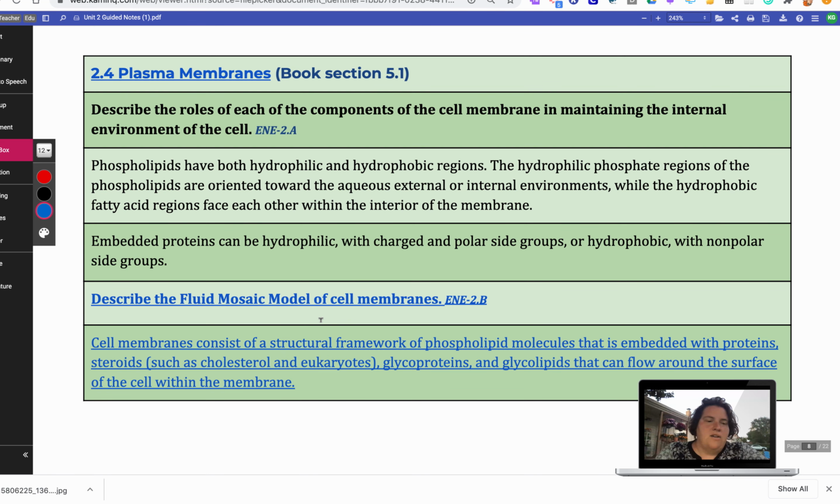Okay, this is section 2.4 of the AP Biology course and exam description, which in our book is chapter 5, section 1. And we're going to be looking at plasma membranes in this part of the chapter. And I'll be covering all of these things here.